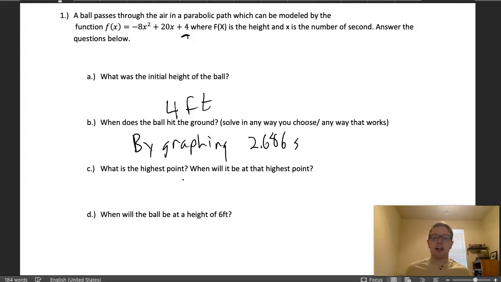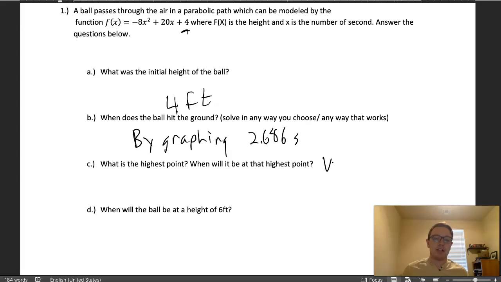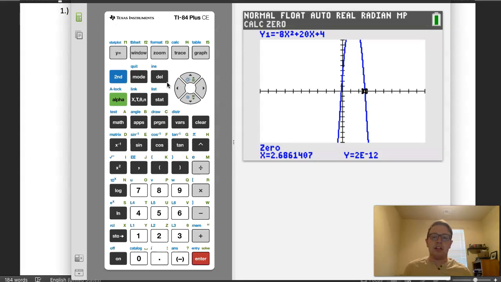What about what is the highest point, and when will it be at that highest point? This is asking us for our vertex. Now let me show you something cool here. What we're doing is we can put this into our calculators and figure out the highest point and when it will be at the highest point. Let's go ahead and go back to our calculators and check that out. We're back at our calculator.